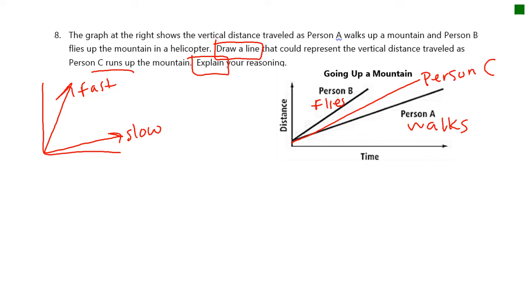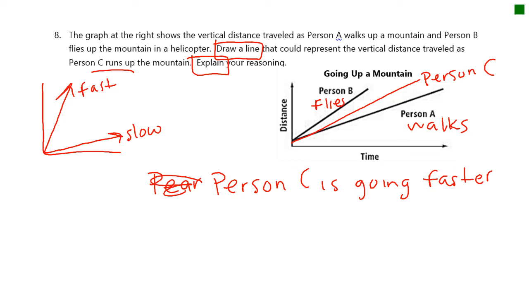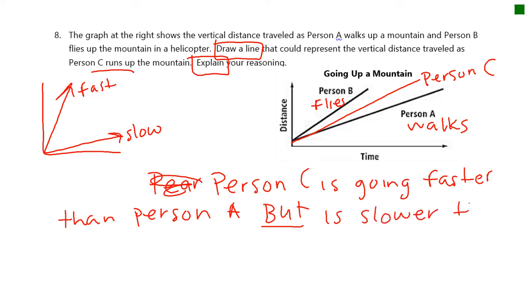And why is that? Well, my reason is that person C is going faster than person A, because running is faster than walking. But it's slower than person B, because flying is going faster than running. So running has to be in the middle. It's going faster than A, but slower than B. So that's why it has to be in the middle.